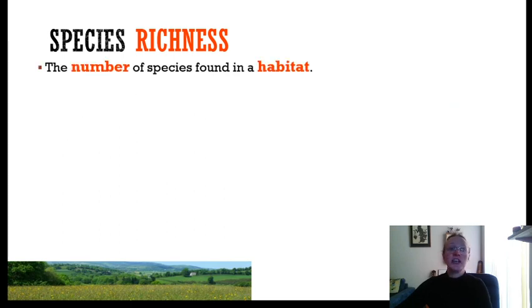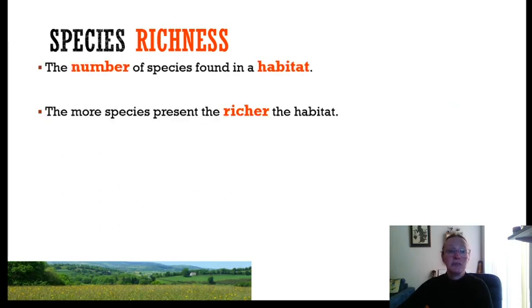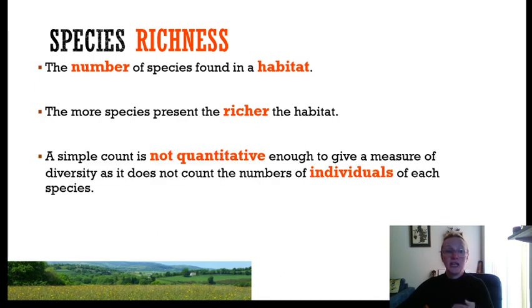So species richness, then, is the number of species found in a particular habitat. The more species that you've got, the richer the habitat is. It's a simple count, not quantitative enough really to give a measure of the diversity, as it does not take into account the number of individuals of each of those species. The other thing that I would add here is that sometimes you might have fewer species in an area, but you might have more of some quite rare species. And of course, having rare species in an area is going to make that area a little bit special.